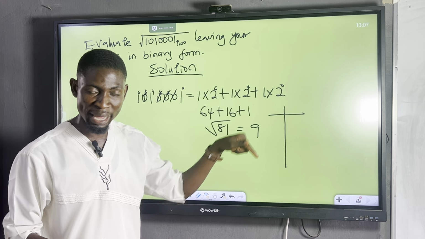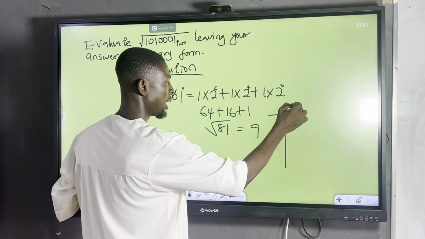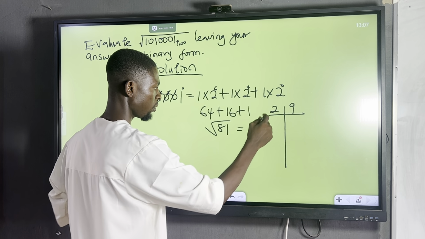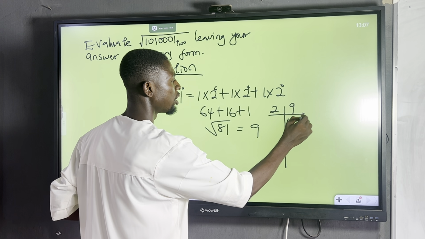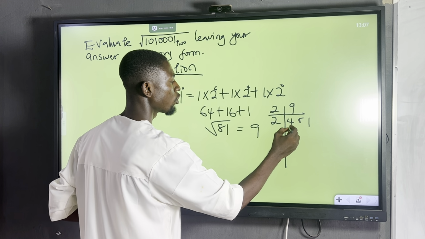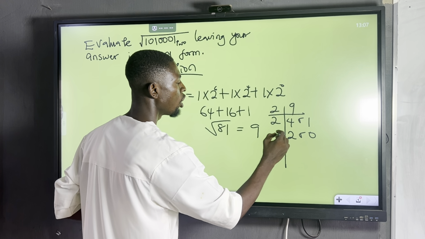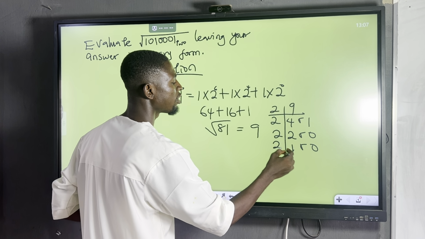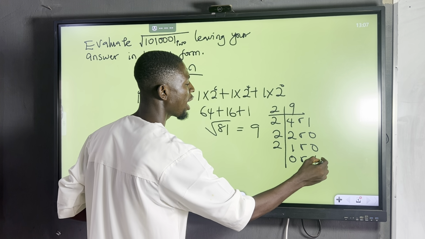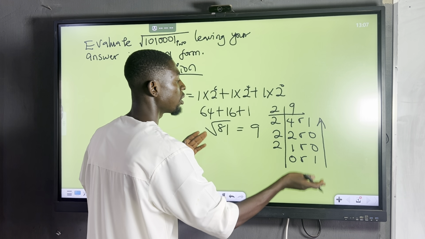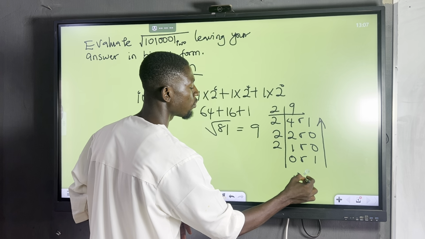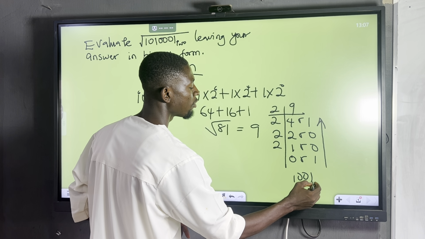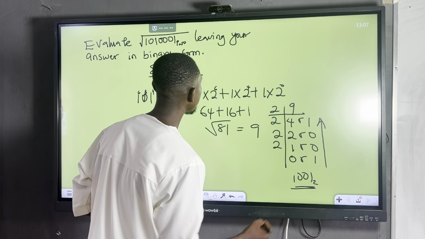You divide with the base we are converting to. So this is 9 divided by 2. 2 divided into 9 will give us 4, remainder 1. 2 divided into 4 will give us 2, remainder 0. 2 divided into 2 will give us 1, remainder 0. And 2 divided into 1 will give us 0, remainder 1. Count from down upward. You have 1, 0, 0, 1, base 2. And this is the answer to the question.